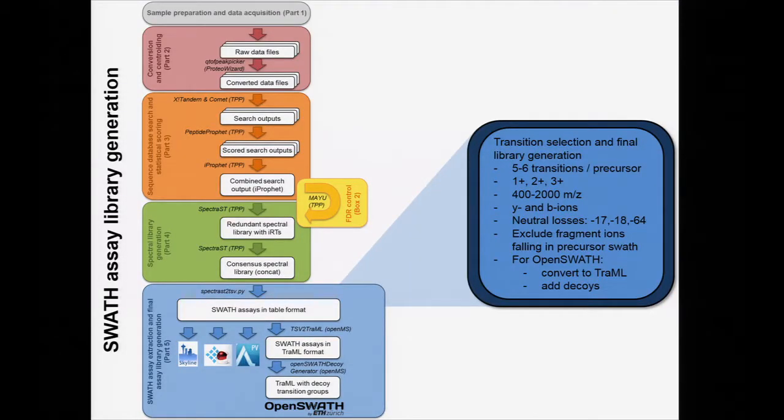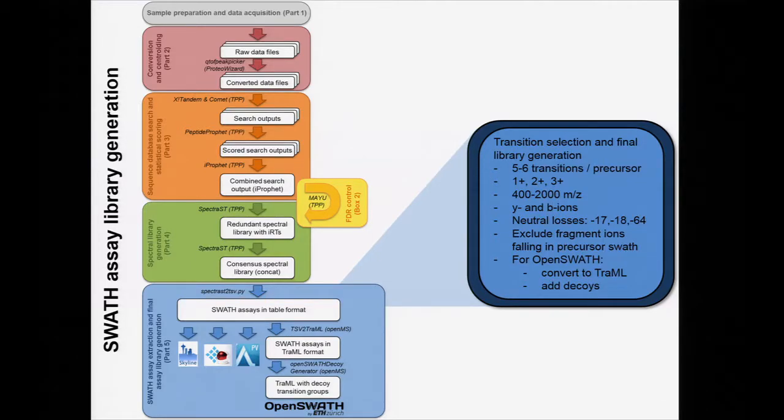Okay, so now we're at the last step, and this is essentially to go from these consensus spectral libraries to this table format, and we need to do some filtering here. So we have a set of rules that we would suggest. We usually suggest about 5 to 6 transitions per precursor. Select charge states in this range. Y and B ions are fine, especially in a label-free experiment. If it's a heavy experiment, then you need to think about it a bit. Neutral losses are also acceptable.